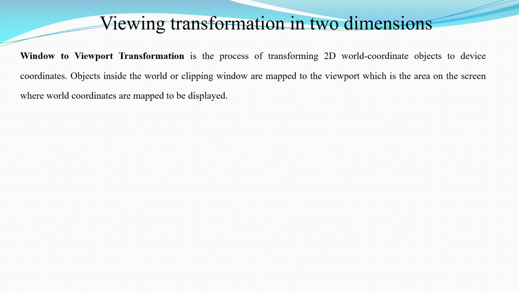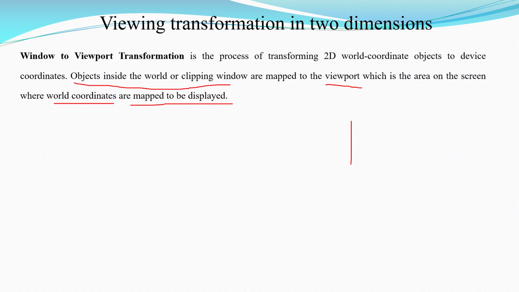on the screen. So what is a window? Window to viewport transformation: how does it perform in graphics? We will see. This is the process of transforming 2D world coordinates of an object to device coordinates. What does it mean? The objects inside the world or clip window are mapped to the viewport, which is the area on the screen where world coordinates are mapped to be displayed.